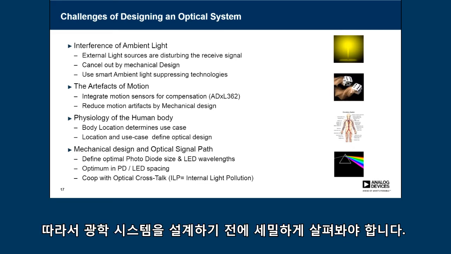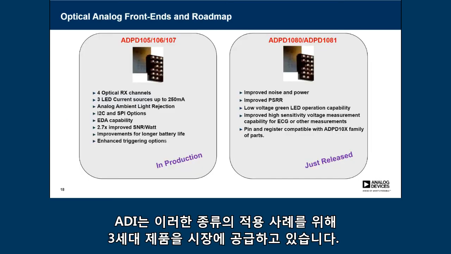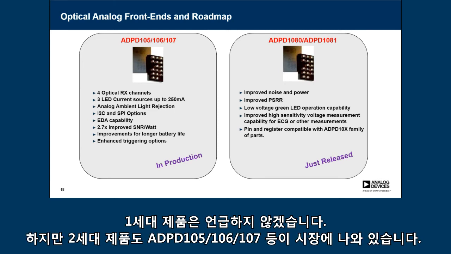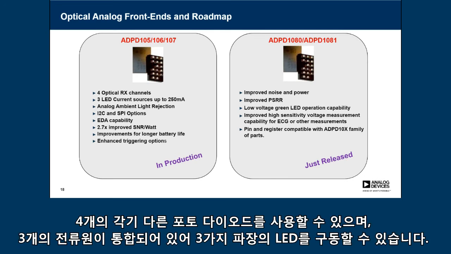So these are all aspects that you need to look into carefully before you design an optical system. In terms of the analog front ends that Analog Devices developed for these use cases, we now actually have 3 generations on the market. I'm not talking about the first generation, but the second generation that came to the market was the ADPD105, 106, 107. It's an optical front end that has 4 signal chains, so you can connect that front end to 4 different photodiodes.